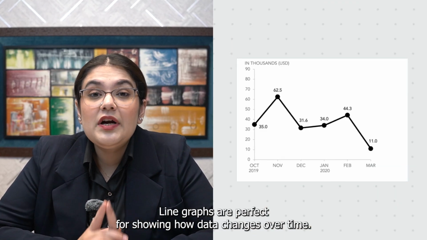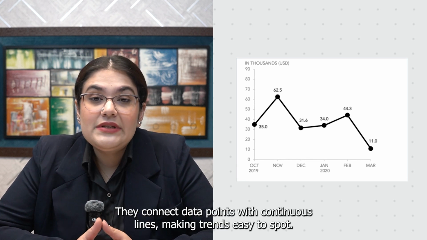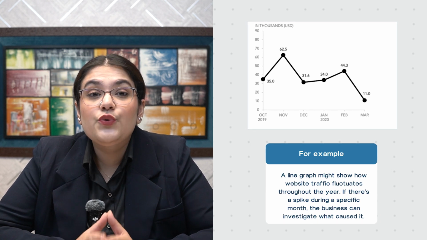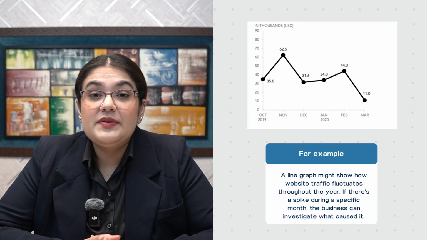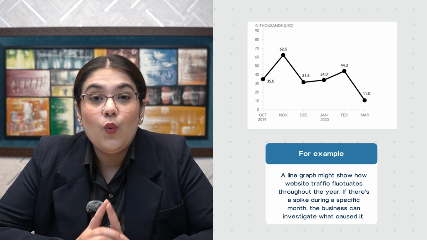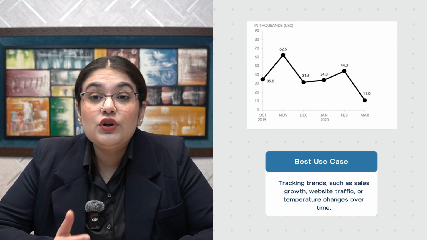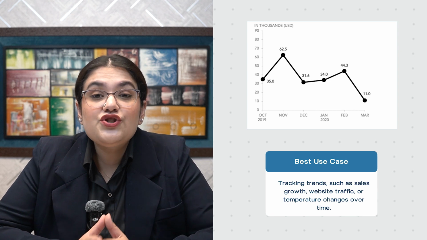Line graphs are perfect for showing how data changes over time. They connect data points with continuous lines, making trends easy to spot. For example, a line graph might show how website traffic fluctuates throughout the year. If there's a spike during a specific month, the business can investigate what caused it. Best use case: tracking trends such as sales growth, website traffic, or temperature changes over time.